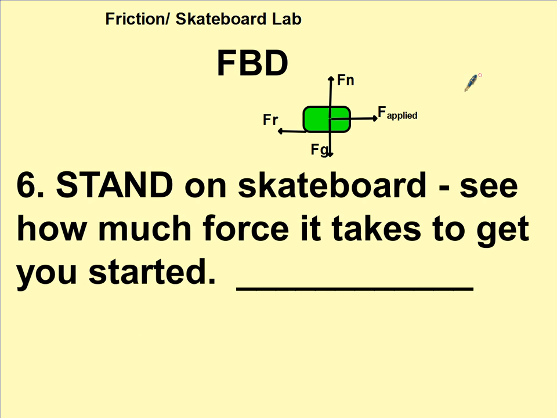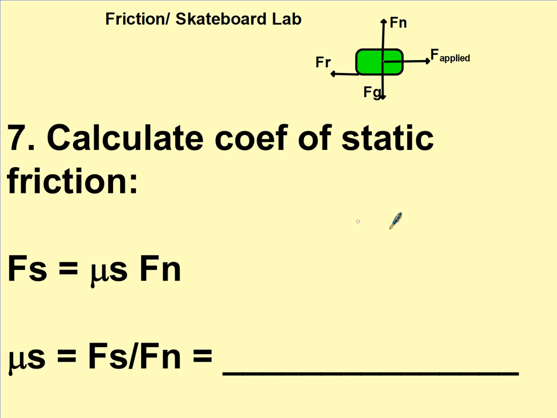Now, I want you to stand on the skateboard and see how much force it's going to take to get you started. Let's pretend like you have a spring scale and it reads 50 newtons. So what that says is it takes 50 newtons of applied force to overcome the frictional force. Now your numbers are going to be very different. Now I want you to calculate the static friction.